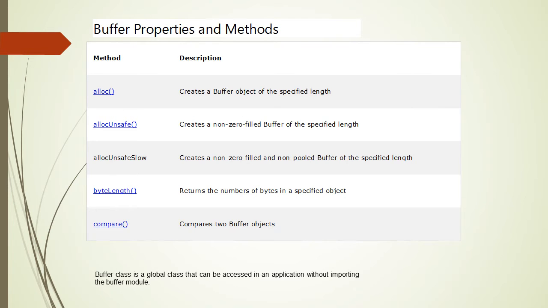Consider various buffer methods. First is alloc. It will create a buffer object of the length that you specify. Alloc unsafe will create a non-zero-filled buffer of the specified length. Alloc unsafe slow creates a non-zero-filled and non-pooled buffer of the specified length. Byte length will return the number of bytes in a specified object. Compare compares two buffer objects. The Buffer class is a global class that can be accessed in an application without importing the buffer module.